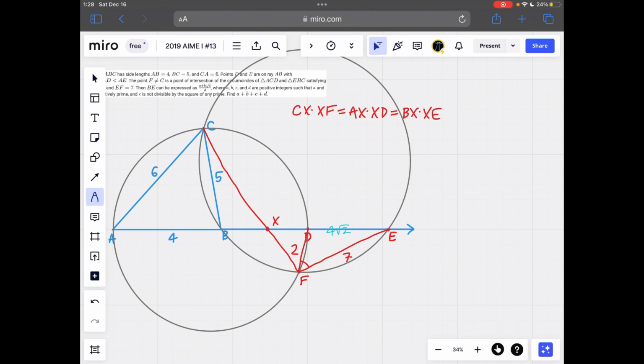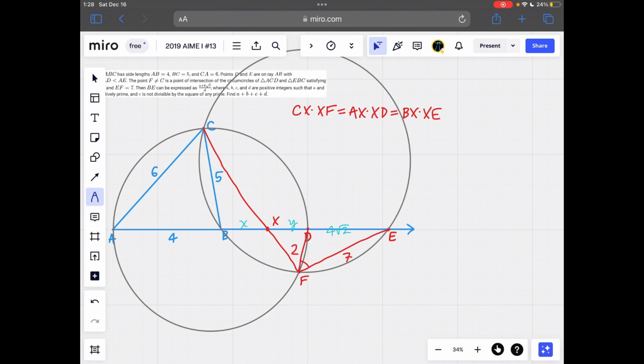So AX times XD is equal to BX times XE. Let's use x and y to denote the lengths XB and XD respectively. Let's call this x, and this is going to be y. So we can write this AX times XD equals BX times XE in terms of just x and y.